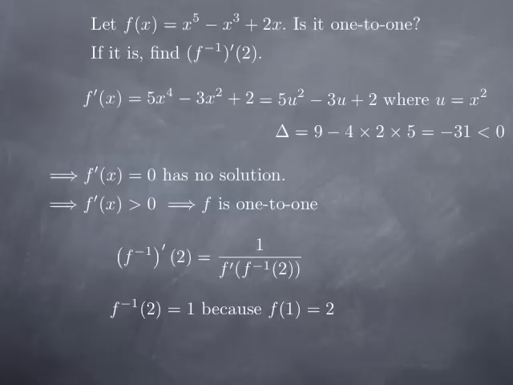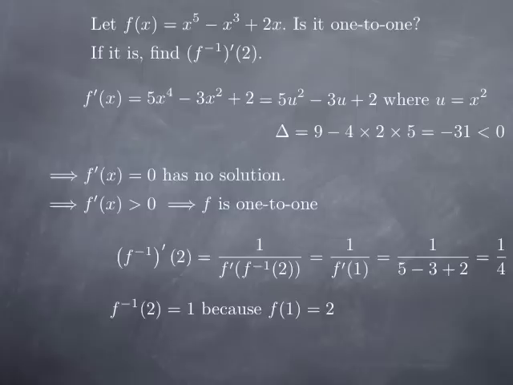If I plug 1 in the original function f, I get 1 to the 5th minus 1 cubed, that's 0, plus 2 times 1, so I get 2. Well, that's just an observation that f of 1 is 2, and that means that f inverse of 2 is 1. In other words, the derivative of f inverse at 2 is a reciprocal of the derivative of f at 1.